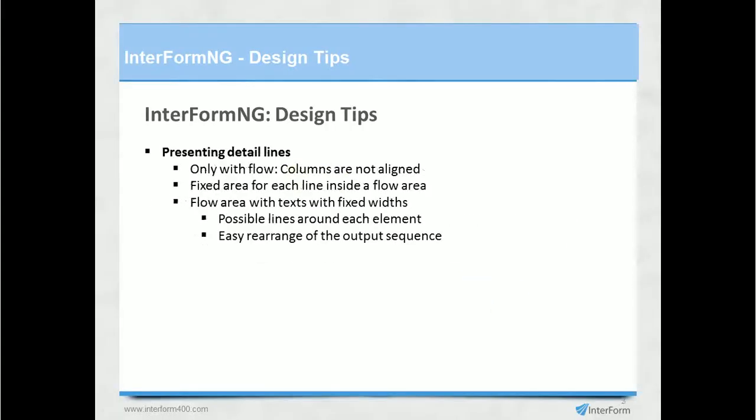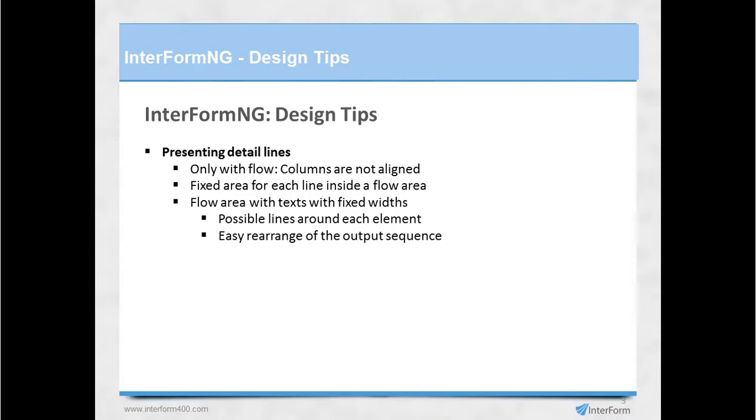So just to recap, for the detail lines, if we go only with the flow area, well, the columns are then not properly aligned, and that's normally not what you want. If you insert a fixed area inside of the flow area, actually inside of the for each, then you have total control of the positions. If you have a flow area and you specify fixed width of the text, then you have these possible lines around each element, and not only that, but it's quite easy to rearrange the output sequence.